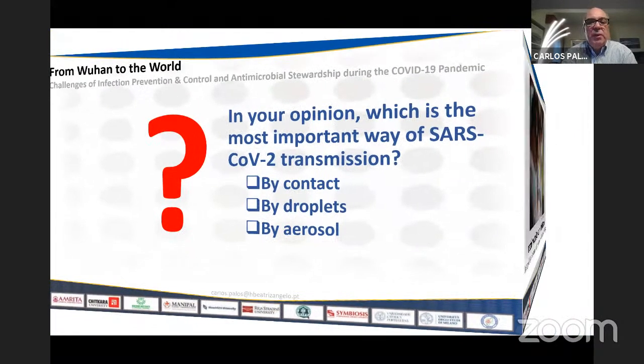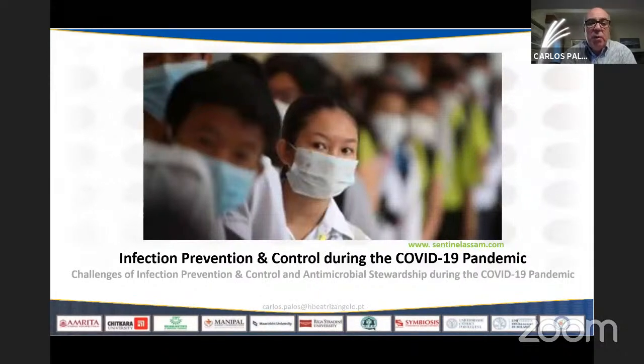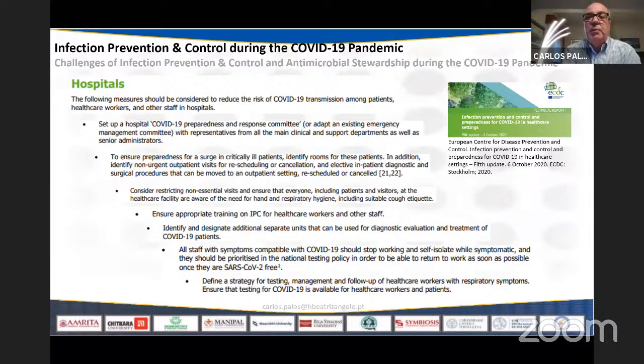So let's move on to infection prevention and control. What we have done, what we have changed during this pandemic. So we are in Europe, and in Europe there is the European Center for Disease Prevention and Control, which is in Stockholm, in Sweden. And in this slide, we can see what the hospitals should do. The first thing is to have a response committee, which is very important because all the activities must be coordinated. And of course, we have to prepare for the critically ill patients.